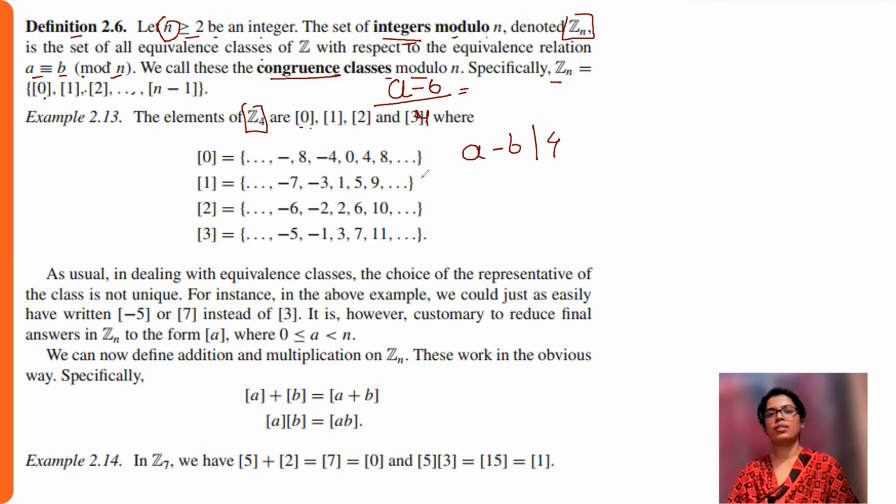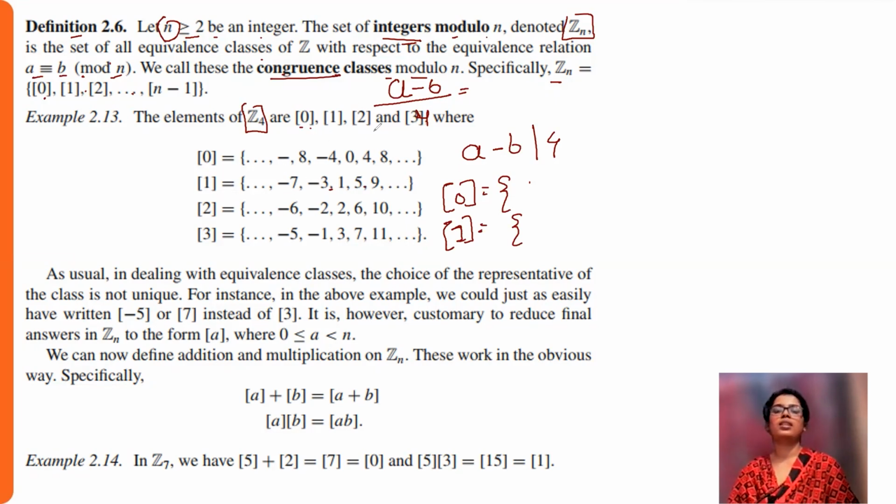If we talk about the 0 class, 0 is the collection of all those elements which, when divided by 4, leave remainder 0. Similarly, 1 is the collection of those elements which, when divided by 4, leave remainder 1. For example, -7, -3, 1, 5, 9, and so on.